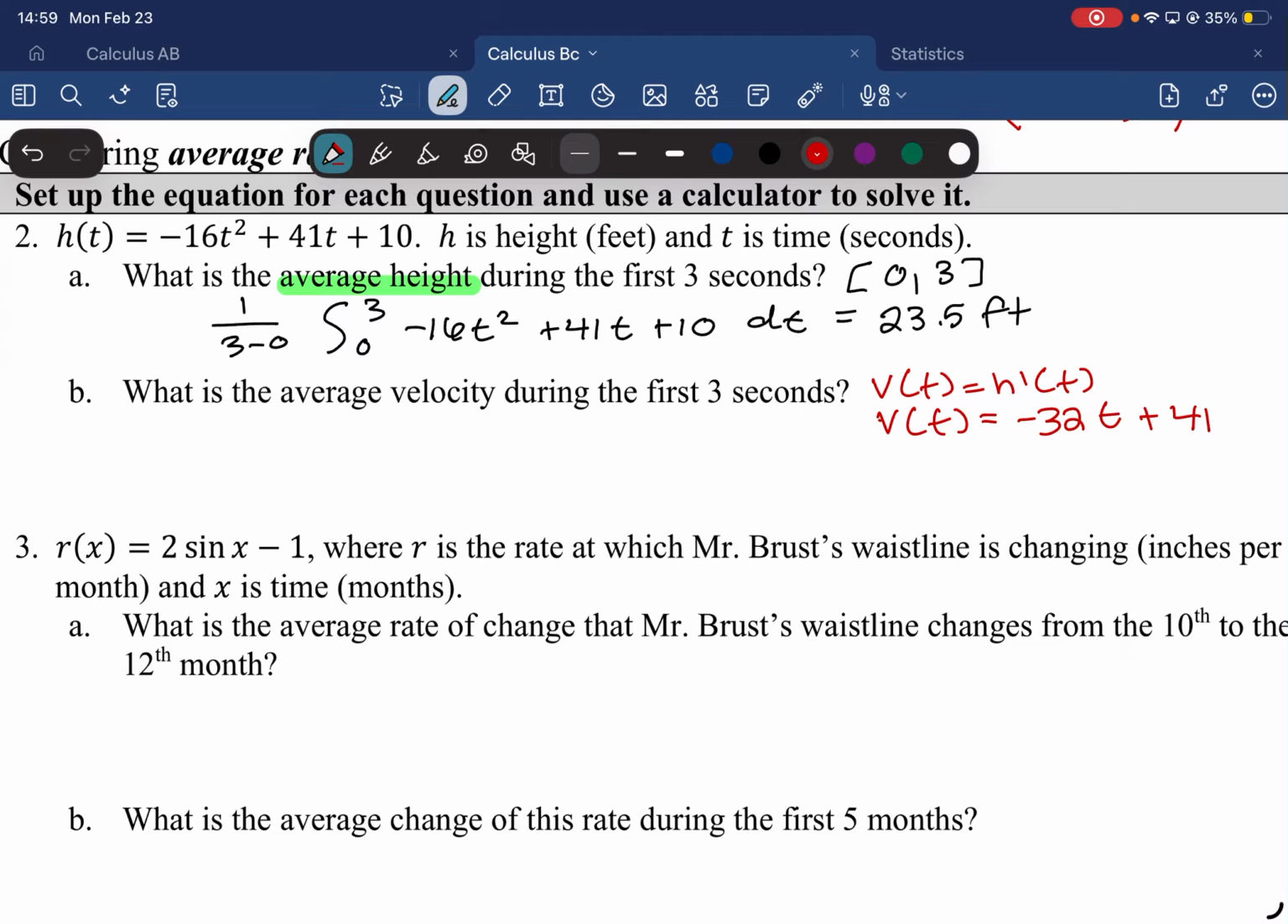Then I'm going to just run the integration like I did before. So first 3 seconds is still 0 to 3. So this is going to be 1 over 3 minus 0 times the integral from 0 to 3 of our function, so negative 32t plus 41 dt. Go ahead and take a minute and type that into your calculator. And then if you already got the answer, tell me what you got.